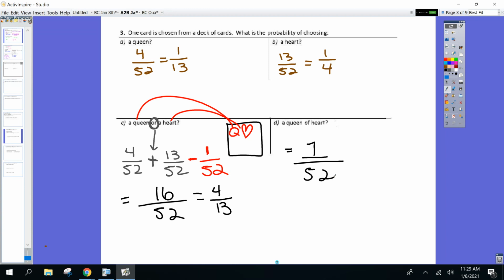Any questions here, specifically with the or, because I got a couple more to do with you. Okay.